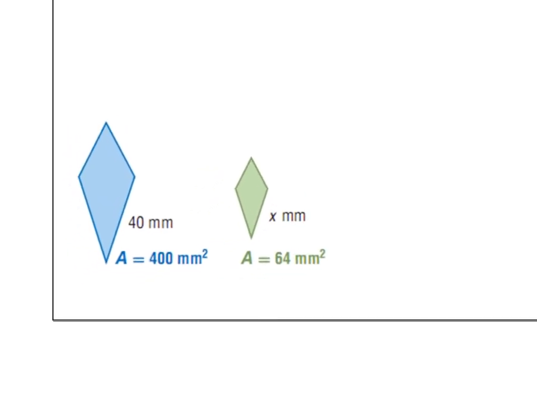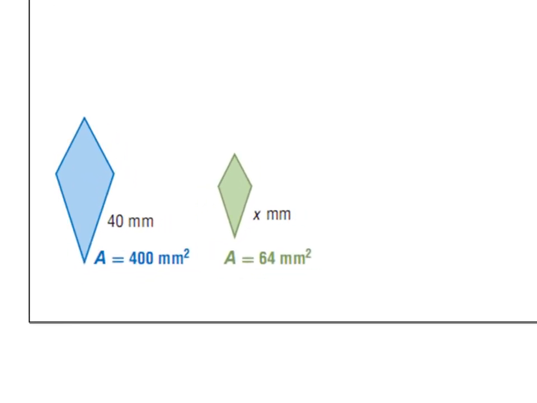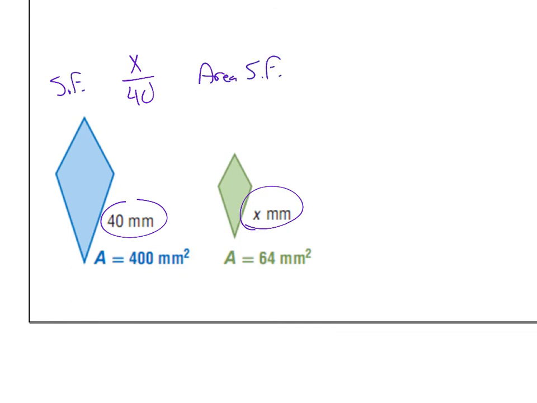All right, last one. We have got a couple of kites here. Same idea. We'll go x over 40. Length is my scale factor. So the area scale factor is going to be x squared over 40 squared. 40 squared is going to be 1,600. And that's going to be equal to 64 over 400.